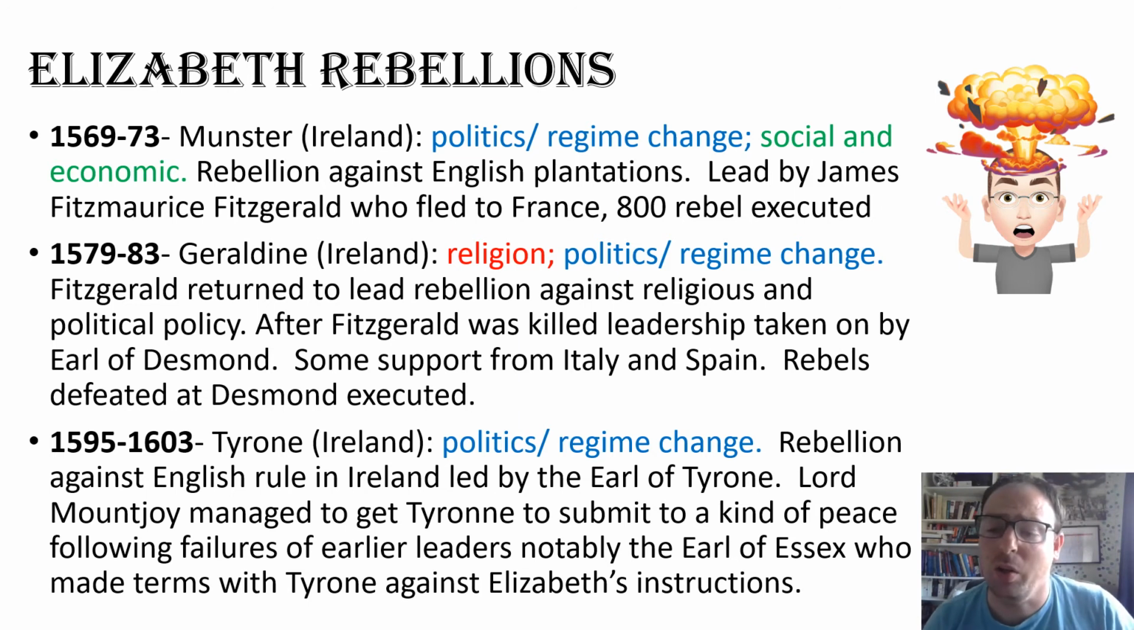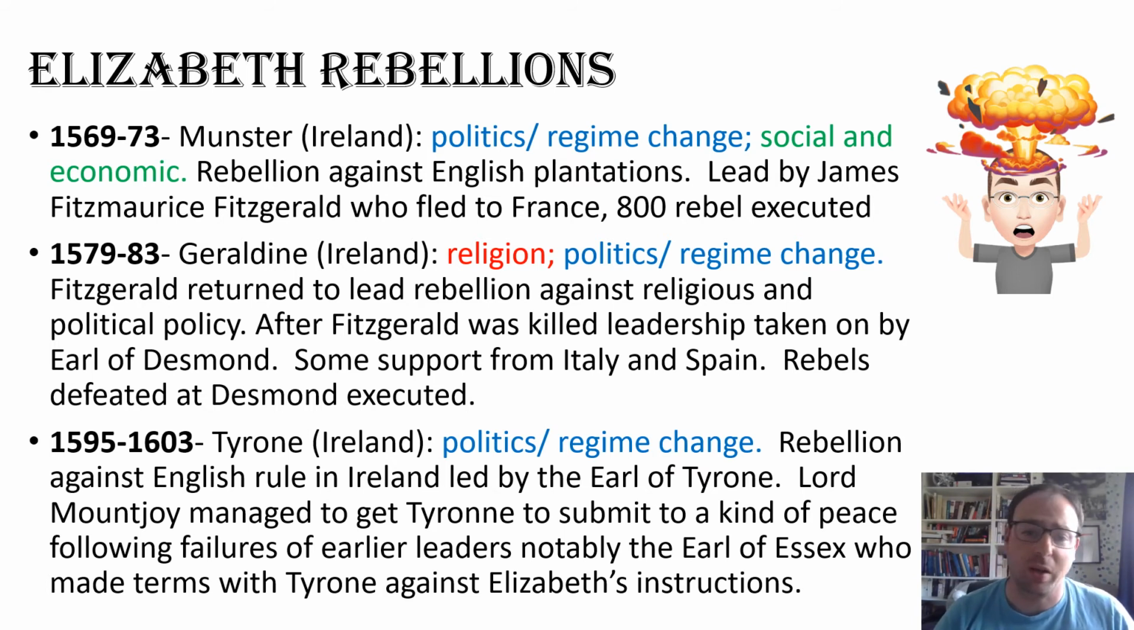The line that I'm going to look at in this part of the video, again, we've got a whole series of problems in Ireland, so a lot of this kind of runs into each other. This kind of lulls in the middle, and then it kind of all starts up again. So you've got the Munster Rebellion. Again, this is political, socio-economic. So this was rebellions against English plantations. Again, you could argue, because it's English Protestants living in Catholic Ireland, that there's a religious element to that as well.